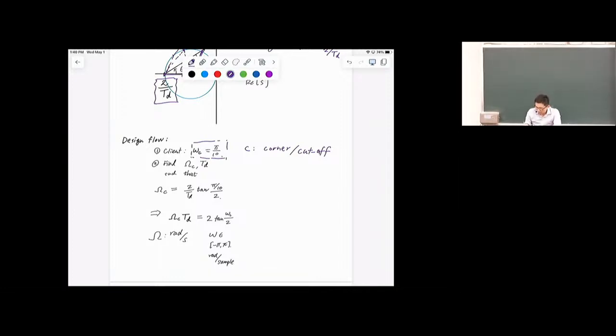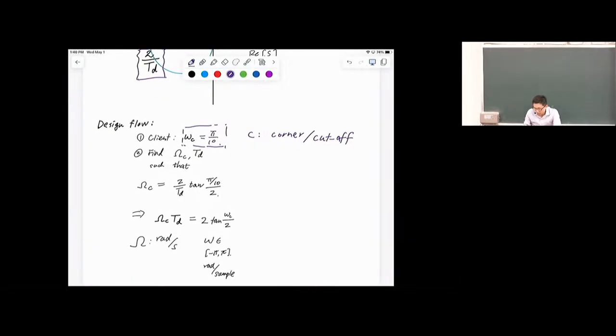So let's say your client might be yourself. You're designing a filter for yourself, right? So the spec, realistically, could be any frequency, okay? And in this case, you're given the corner frequency to be equal to pi divided by 10.